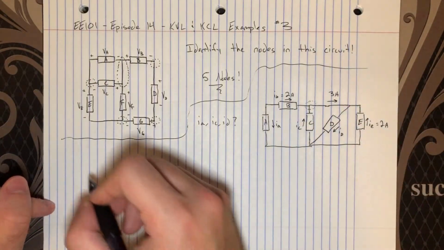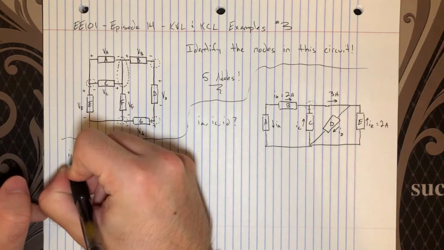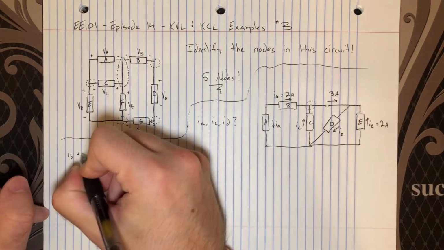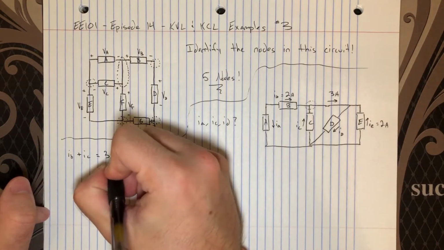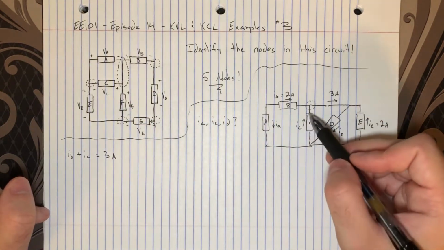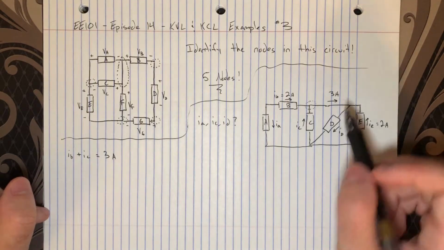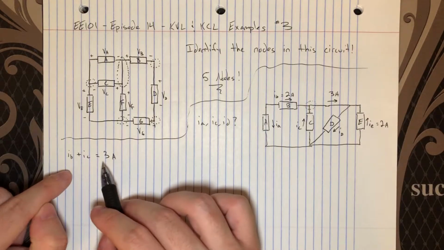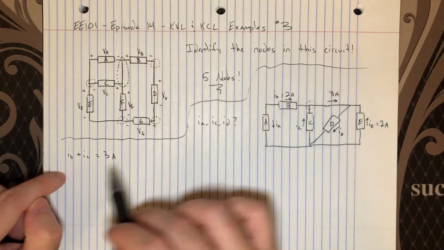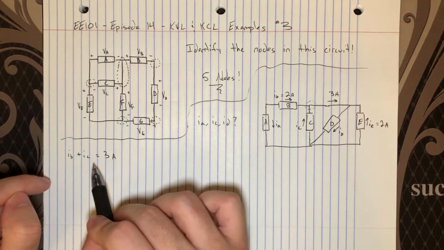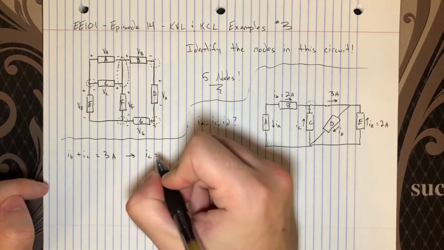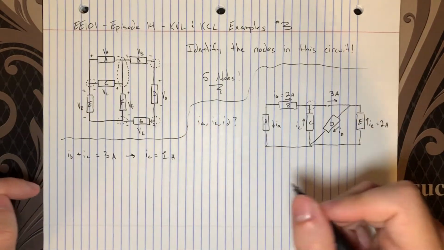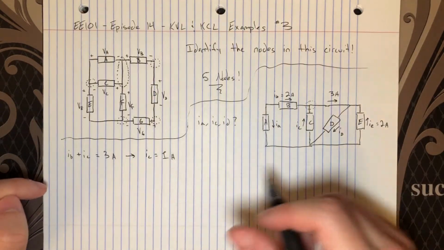So I can easily write out here IB plus IC equals 3 amps. So we have IB and IC coming in and 3 amps coming out. So this statement is true. And we see that IB is 2 amps, so 2 plus IC equals 3. Well then, it's pretty obvious. IC equals 1 amp. Okay, great. We're 1/3 of the way there.